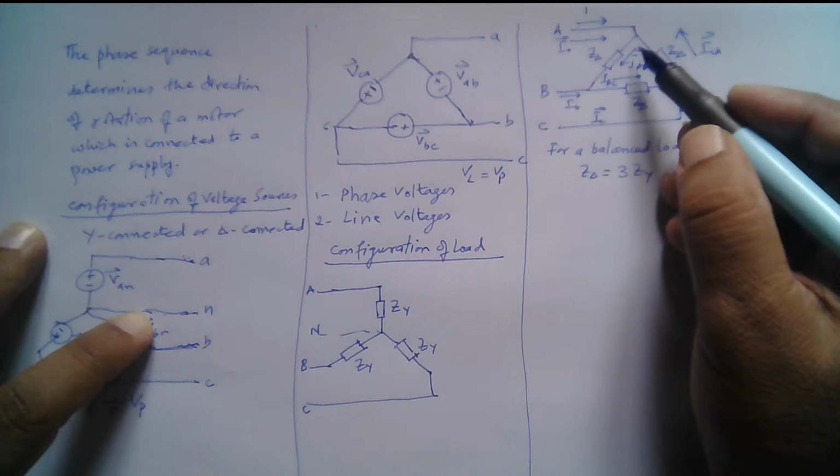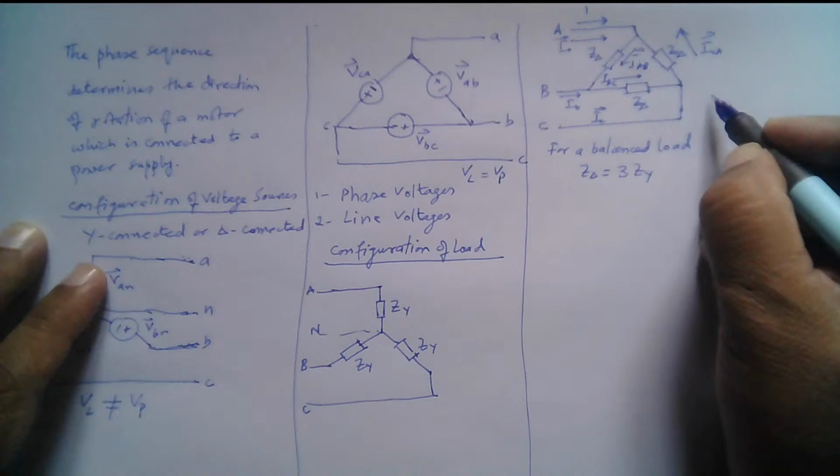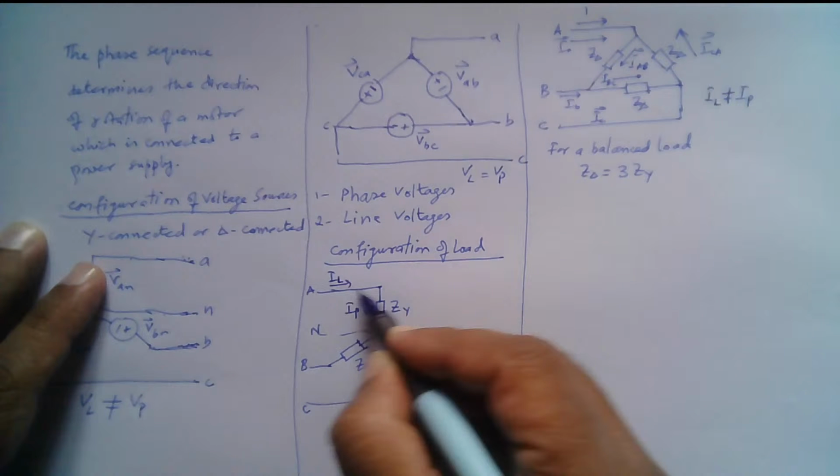In this case, the phase currents are not equal to the line current. These are different, right? But in the other case, this is the phase current here, and this is the line current here, and topologically, this is basically the same current. So, for a Y-connected load, the line current is the same as the phase current. But for the delta-connected load, the line current is not the same as the phase current. So, we need to find out the relationship between the phase current and the line current for this delta configuration, right?